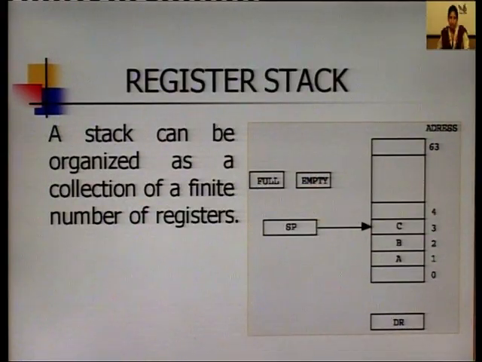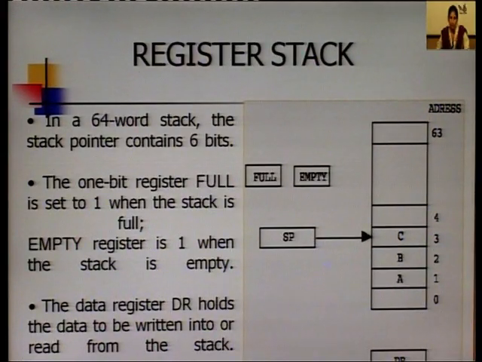In a 64-word stack, the stack pointer contains 6 bits. The 1-bit register full is set to 1 when the stack is full. The full register will always represent 1 when the stack is full and there is no space to insert any other elements in the stack. The empty register is 1 when the stack is empty and we can insert elements in the stack.